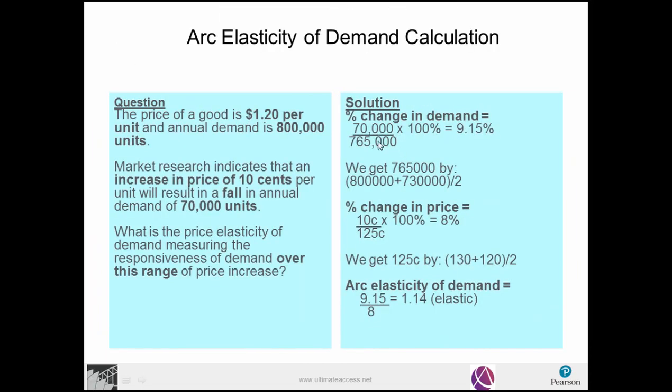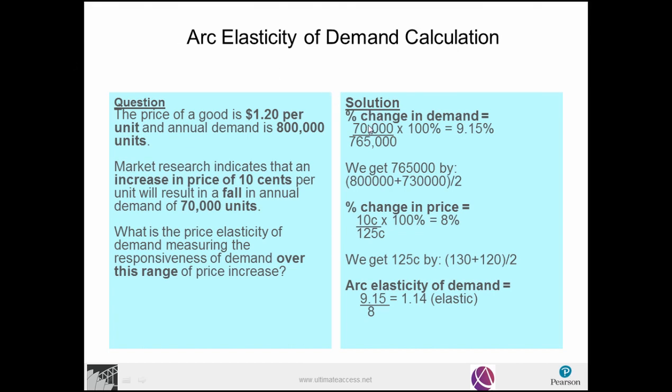we have 70,000 over 765,000. Now, why are we doing 765,000? Why are we using this? Now, we're using this average because if you're asked of the elasticity of demand over a range, how would you be able to get the elasticity of demand between two points? You'd find their average, isn't it? So we are getting the average here.